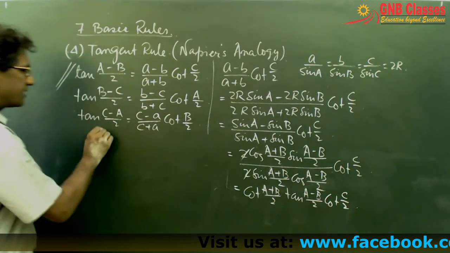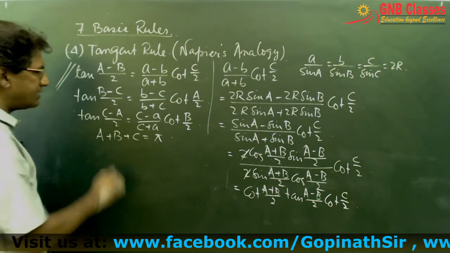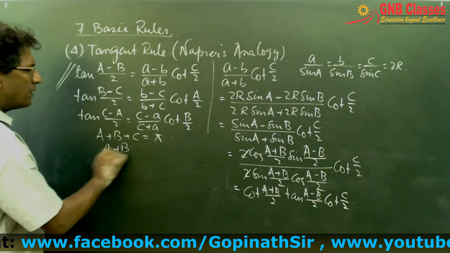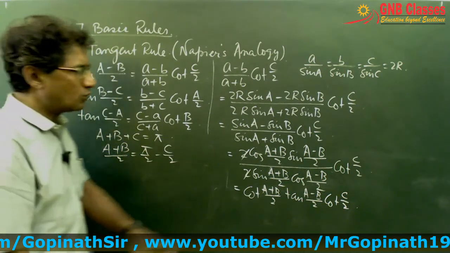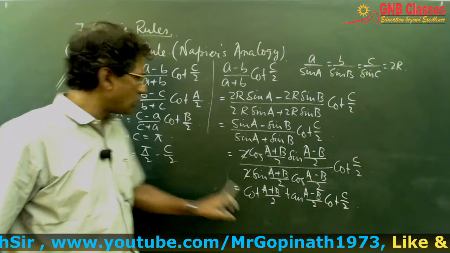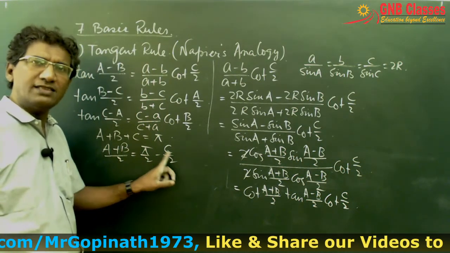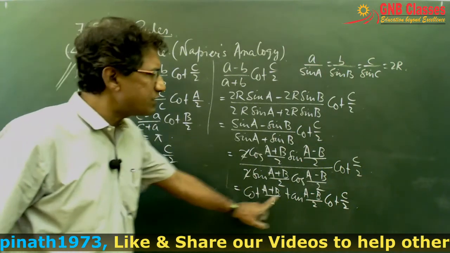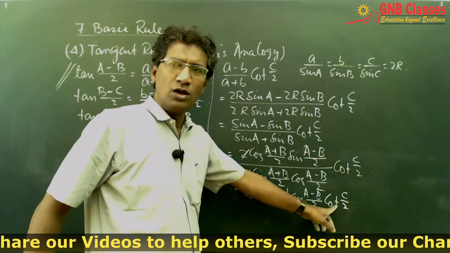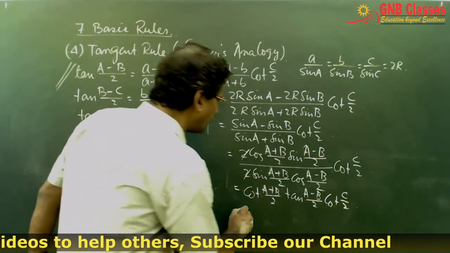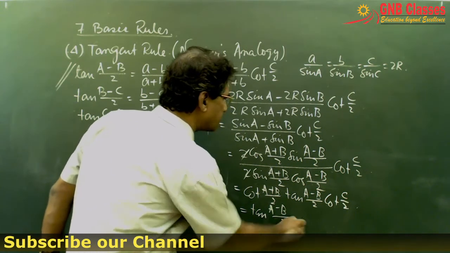Now, we all know that for any triangle A plus B plus C is 180 degrees. Therefore, (A plus B)/2 is nothing but pi/2 minus C/2. Now if I replace it here, cot (pi/2 minus C/2) will give you tan C/2. Tan C/2 into cot C/2 will give you, because they are reciprocal to each other, 1. So we are left with tan (A minus B)/2.